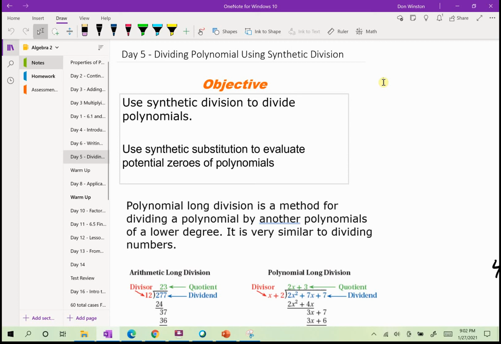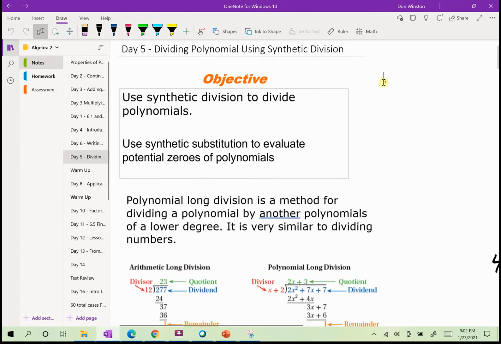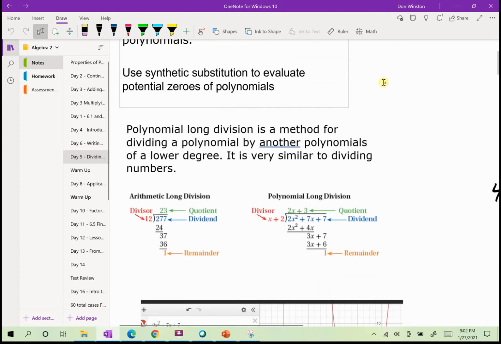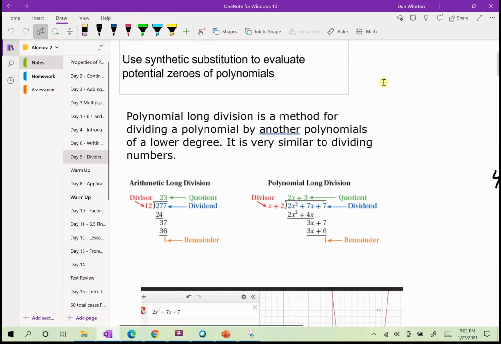So I'll go through what synthetic division is, but I'll also go over long division. So long division, remember that stuff way back in 5th and 6th grade. But we'll be doing long division of polynomials. So let's recall what long division is. Think back to 5th and 6th grade, and we were dividing 277 by 12. 277 was called the dividend, and then 12 was the divisor.